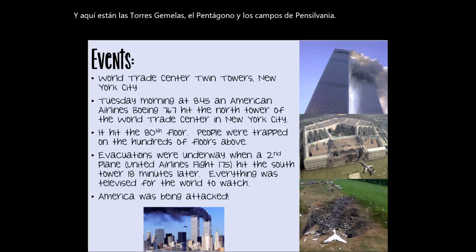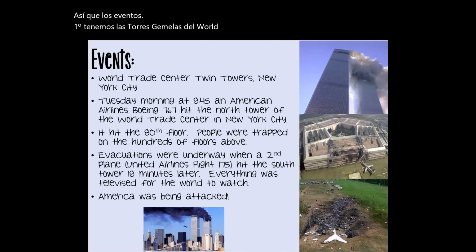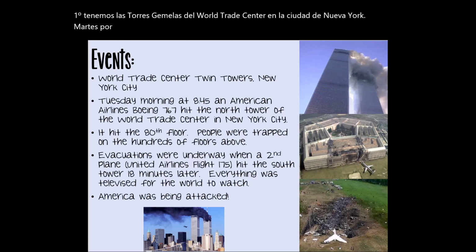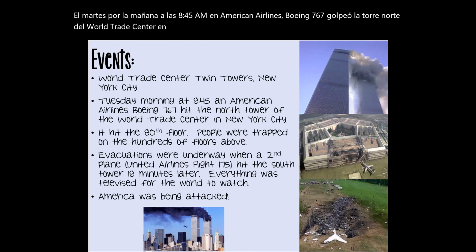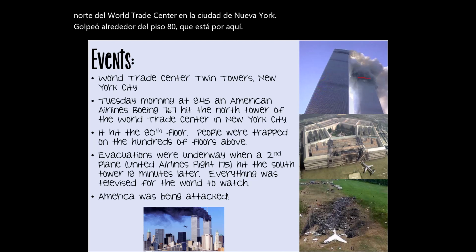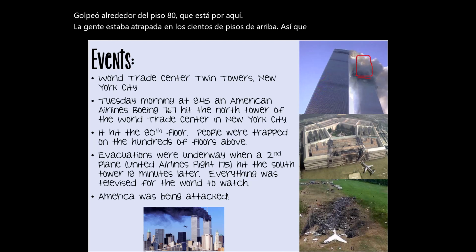So, the events. First, we have the World Trade Center Twin Towers in New York City. Tuesday morning at 8:45 a.m., an American Airlines Boeing 767 hit the North Tower of the World Trade Center in New York City. It hit about the 80th floor, which is about here. People were trapped on the hundreds of floors above. So, all of these floors here, people could not escape.